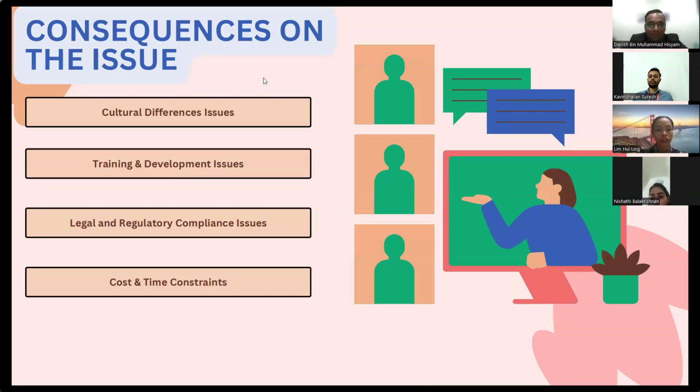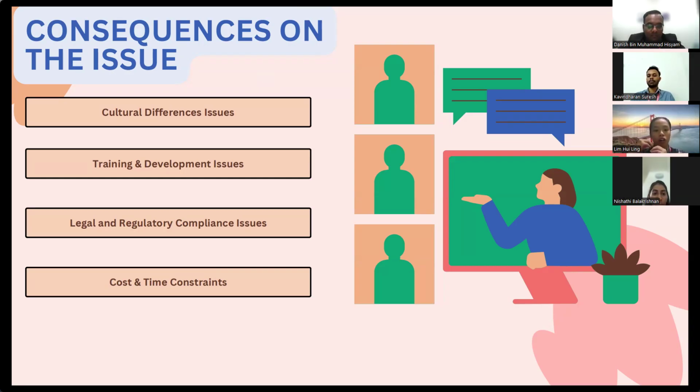Second thing. Next is training and development issues. The consequences have three points. The first one is increased costs for training programs. Second, skill mismatch. And the third one is leadership shortage. The first one is training programs are expensive, as companies must customize the content for employees from diverse backgrounds. This investment is essential but costly.